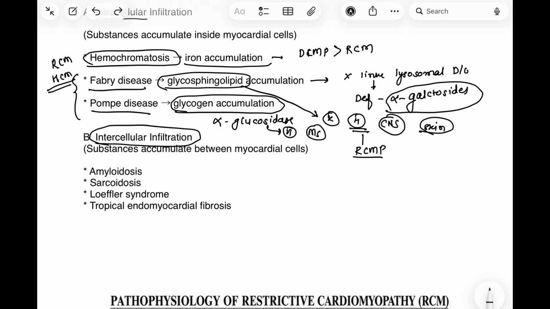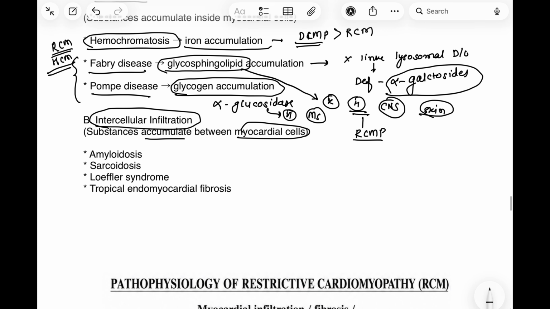So please take a note that hemochromatosis is mostly associated with dilated cardiomyopathy, while Fabry and Pompe's disease are associated with restrictive cardiomyopathy and hypertrophic cardiomyopathy, right? Now let's talk about intercellular infiltration. Intercellular infiltration means there is an accumulation between the myocardial cells, right?